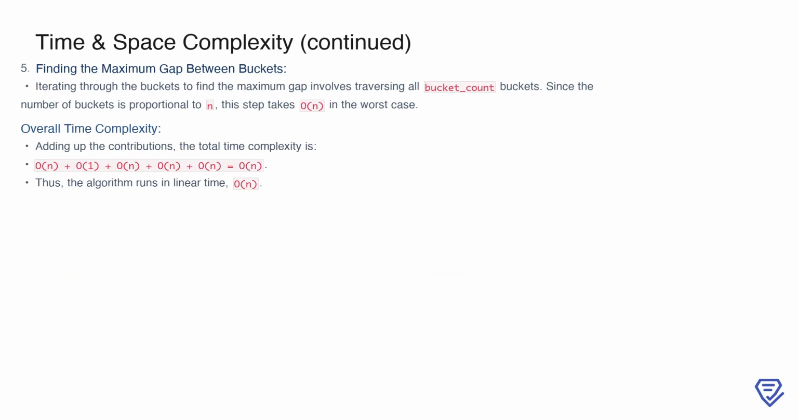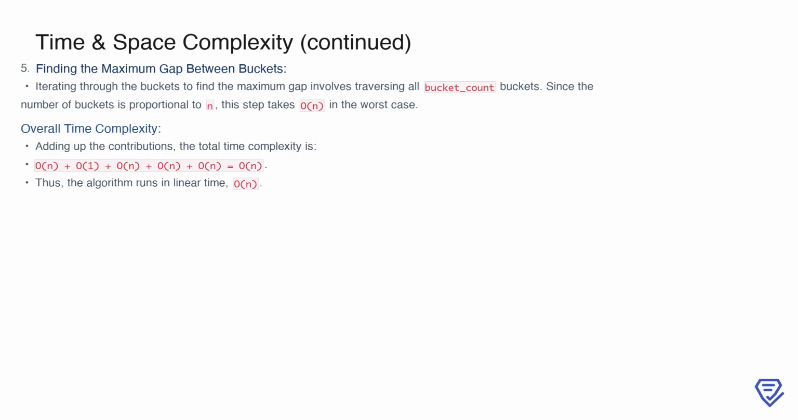After placing the numbers into buckets, the next step is to find the maximum gap between the buckets. This involves iterating through all the buckets to compute the gap between consecutive non-empty buckets. Since the number of buckets is proportional to the size of the array, this step takes O(n) time in the worst case.